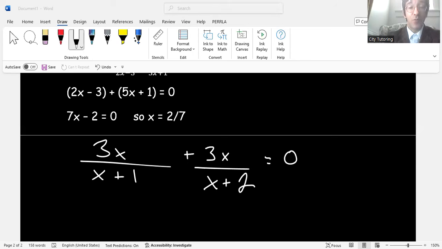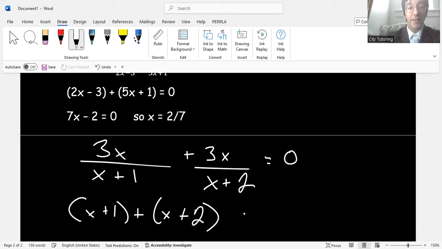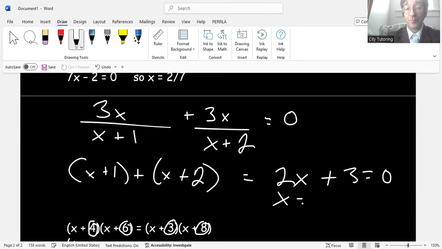So again, in a situation like this, you just add the denominators. So you have x plus 1 plus x plus 2. x plus x is 2x. 1 plus 2 is 3. So you have 2x plus 3 is equal to 0. If you solve for x, you get x is equal to negative 3 halves. Or 0. All right?